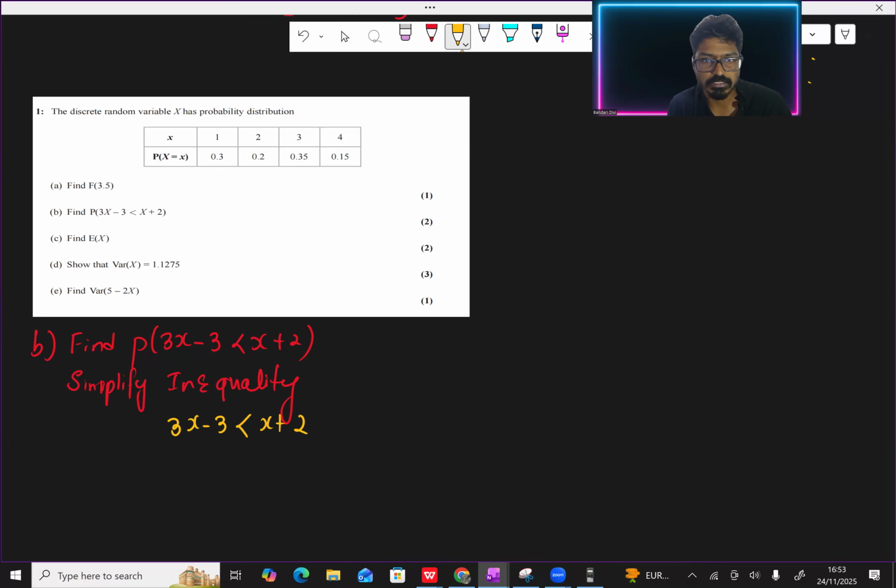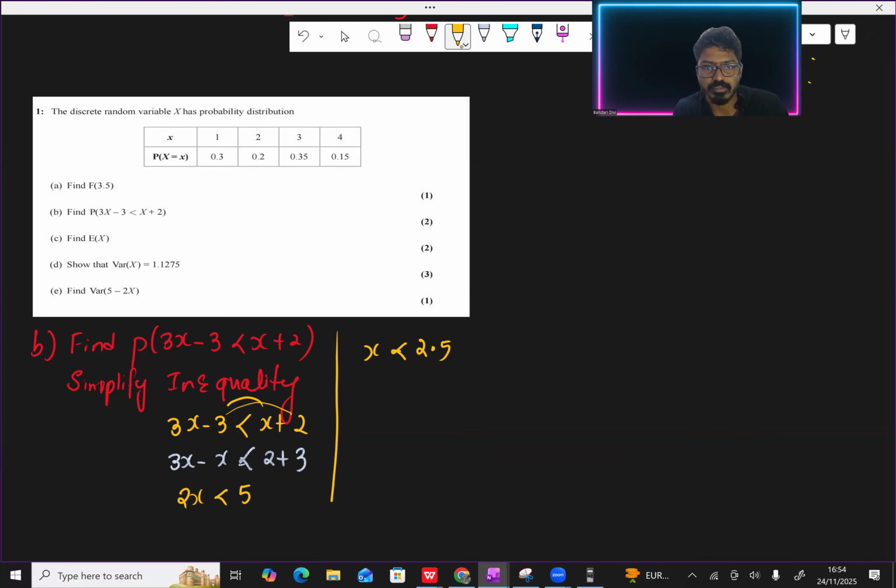I'll bring this x here, and this 3 I'll bring to the other side. So what will I get? 3x minus x is less than 2 plus 3. So we get 2x less than 5. Therefore x will be less than 5 upon 2, which is 2.5. So we have to see only the probability which is less than 2.5. Less than 2.5 will be these values, so you cannot include 3.